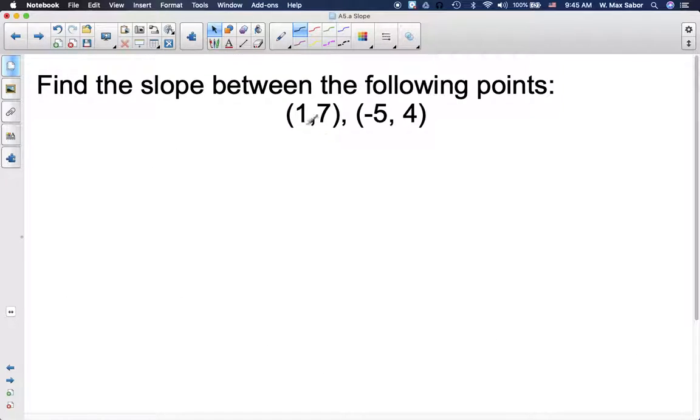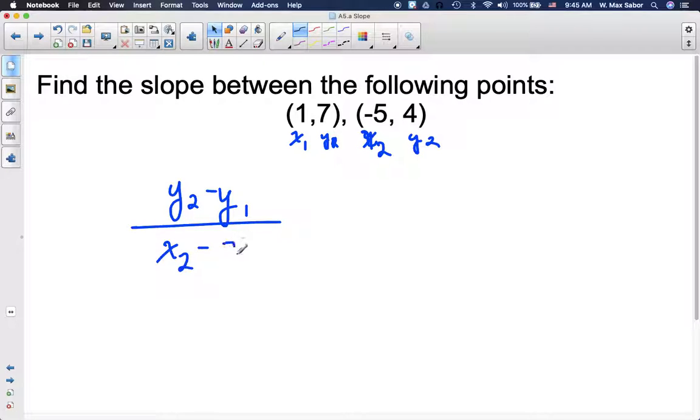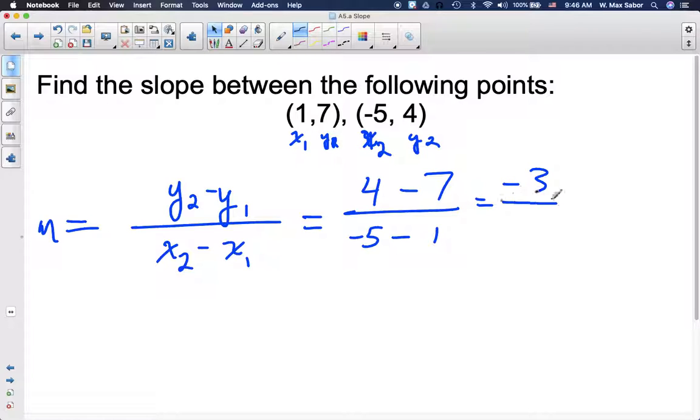Find the slope between the following points. Well, let's label them: x1, y1, and x2, y2. Now, we said that the formula was y2 minus y1 over x2 minus x1. So, y2 was 4, y1 was 7, x2 was negative 5, x1 was 1. So negative 3 over negative 6 equals 1/2.